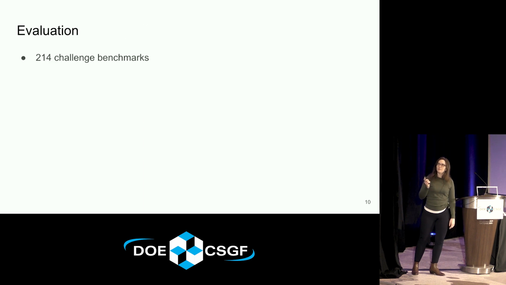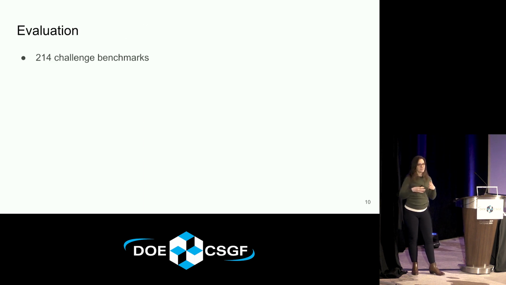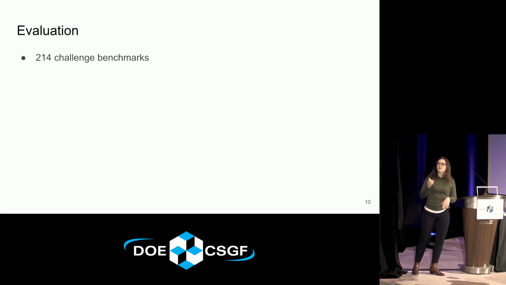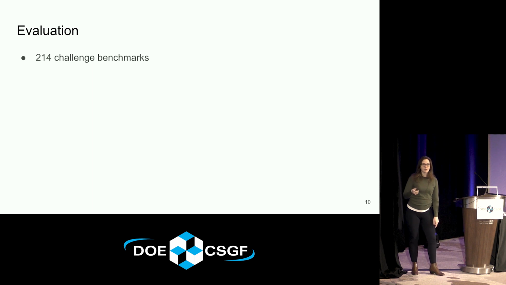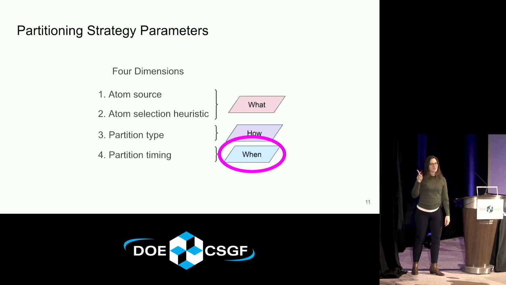All right, so here comes the evaluation part, where we're going to talk about our partitioning strategies and then discuss the portfolio stuff. So we had 214 challenge benchmarks. We call them challenge benchmarks because they are hard. They're very tricky for SMT solvers. A sequential solver fails most of the time. And let's see what happens. So first we're going to talk about when. So trying to determine when we should partition.